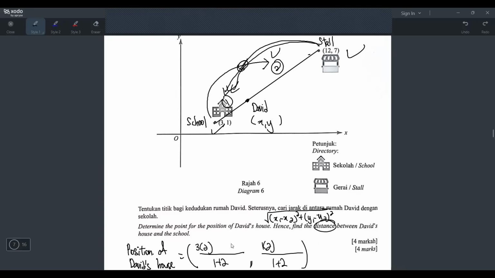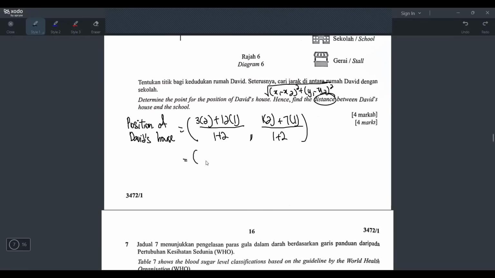12 is x coordinate, so write it in front. 7 is y coordinate, so 7 times 1, write it behind. And if there's nothing in between, it means plus here. And if you calculate this, you will get the answer. 3 times 2, 6, 6 plus 12, 18, 18 divided by 3, 6. 2 plus 7, 9, plus 9 divided by 3 is 3, right? So this is the answer.